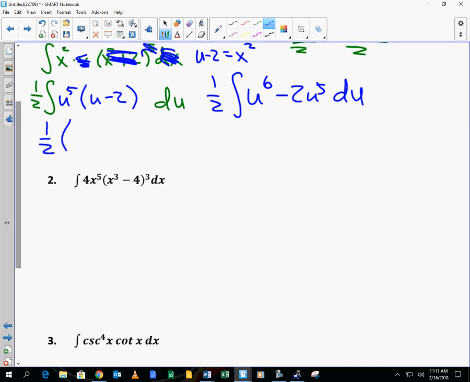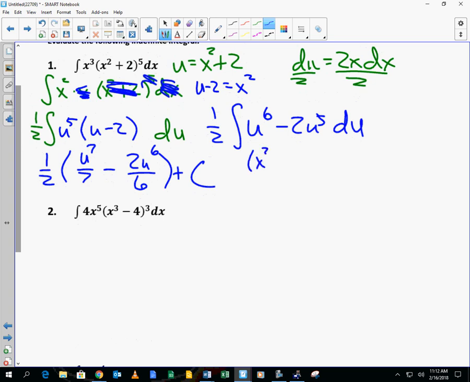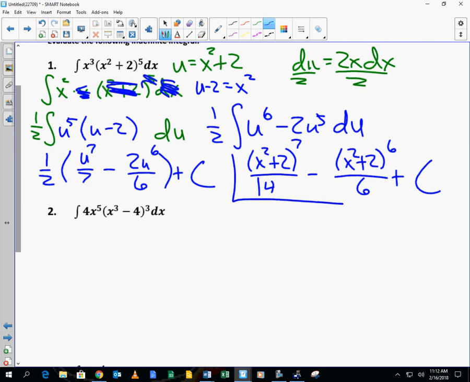So I got 1/2 times, now let's take the antiderivative. What's the antiderivative of u to the 6th? What's the antiderivative of 2u to the 5th? Plus a constant. Distribute my 1/2, and what do I plug in for u? x squared plus 2. So I got (x squared plus 2) to the 7th over 14 minus (x squared plus 2) to the 6th over 6 plus a constant. The 2's canceled. And that's the antiderivative.